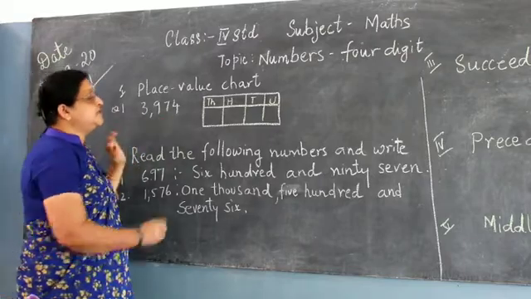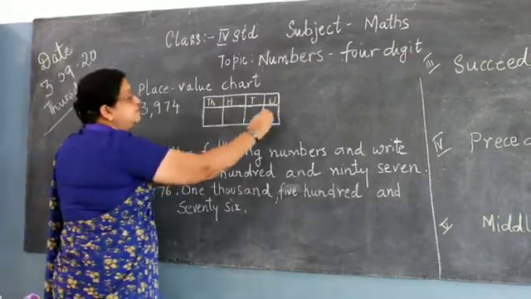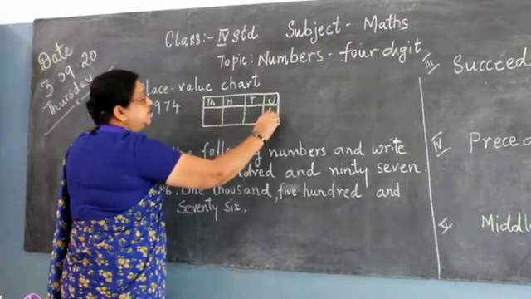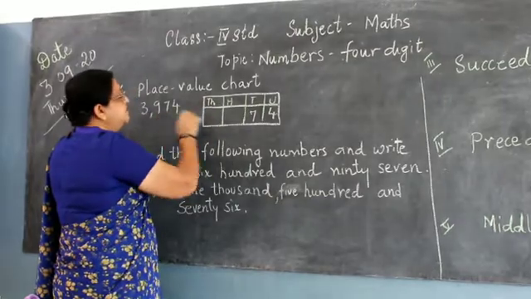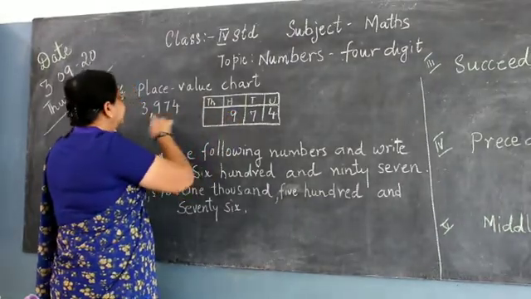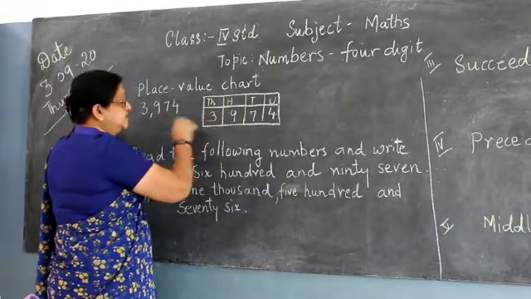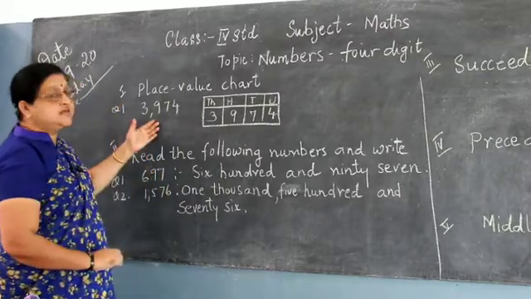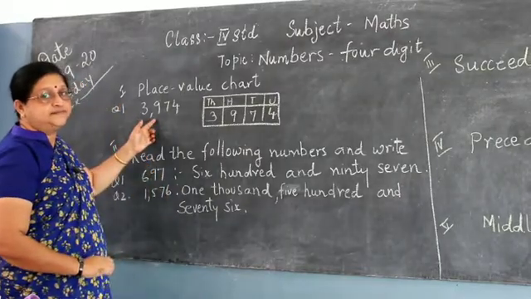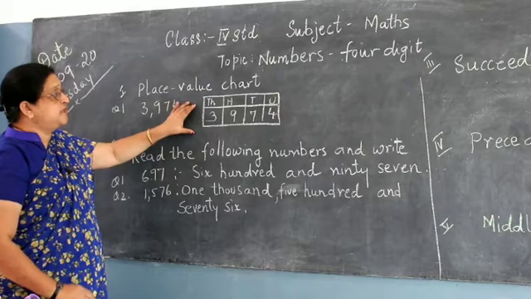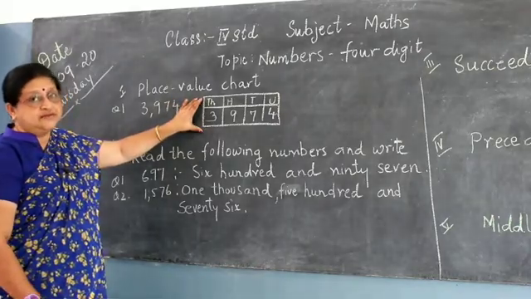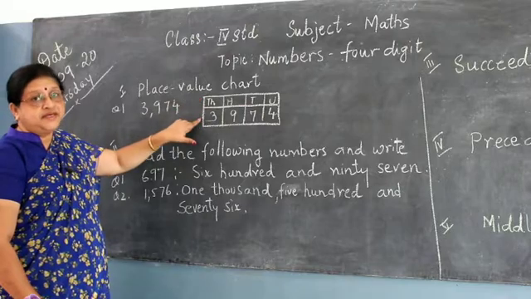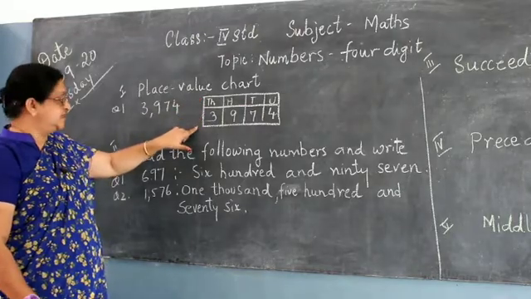Now you see, we start with the units. So 4 will be in the units place, 7 will be in tens place, 9 will be in your hundreds place, 3 will be in your thousands place. And when you write in numbers, you write the comma. So in the place value chart you will be writing in this way. So your homework will be given many numbers. You have to make the place value chart and present it.